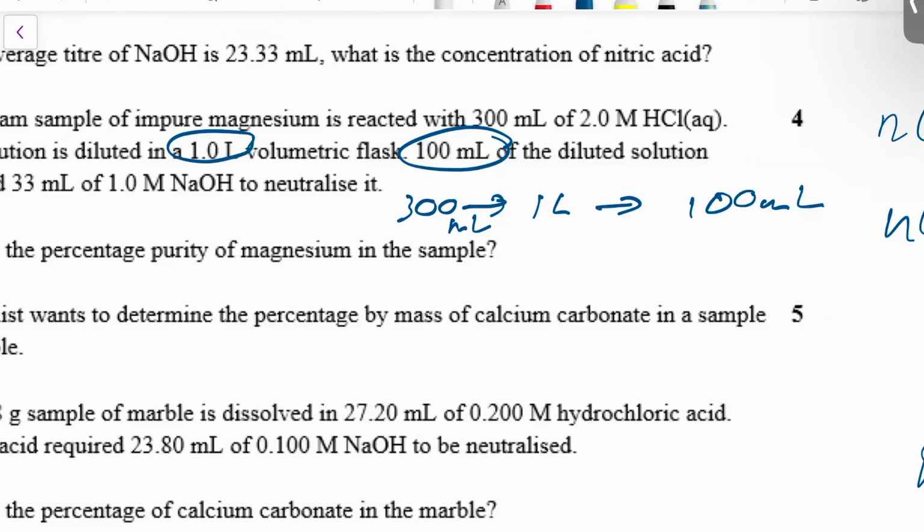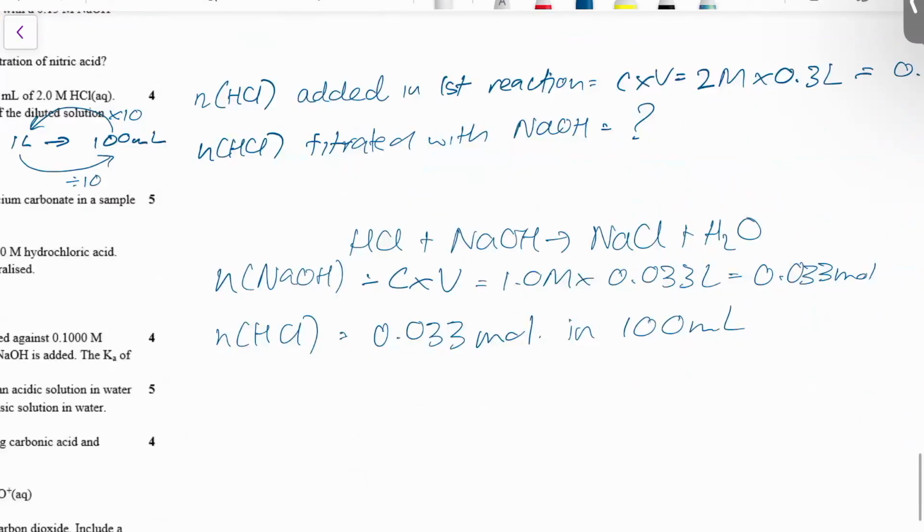Did they dilute? Did they multiply? Did they divide or split the solution up? Because I'm going to reverse that. They divided by 10. So when they went from 1 liter to 100, the 100 is what they took for the titration. When they did that, they divided it by 10. So if I'm at the titration and I'm trying to go backwards, I'm multiplying by 10. So therefore, times 10 is 0.33 moles in 1,000 mLs, which is 1 liter.